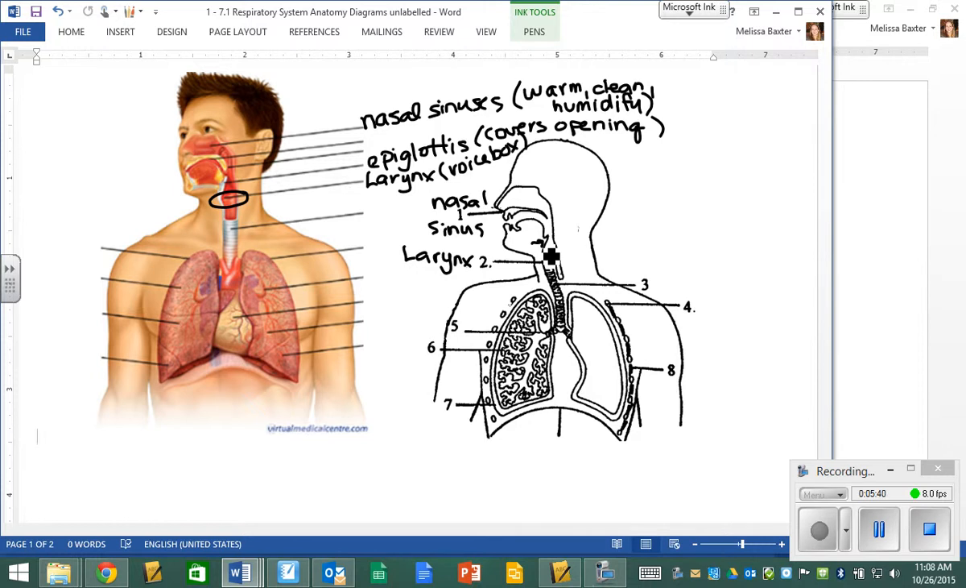Now the other thing right above the epiglottis would be your pharynx, and we already know what that is. It's the opening through which air and food go through to get from your mouth into your throat. The line above it would be your mouth, or we could call this the oral cavity.